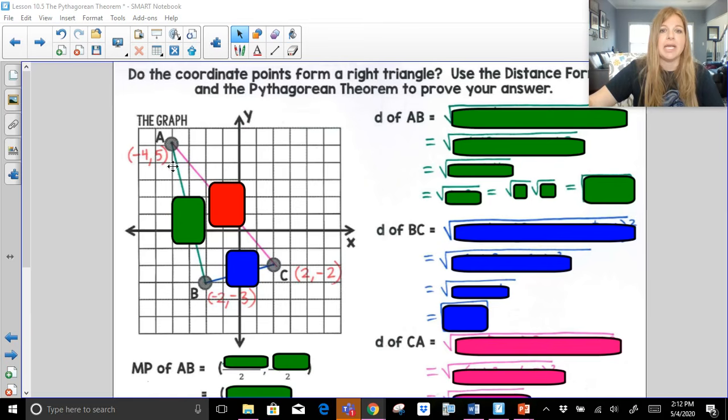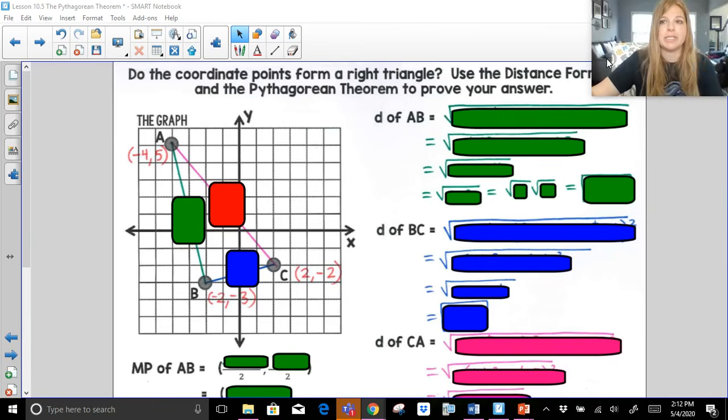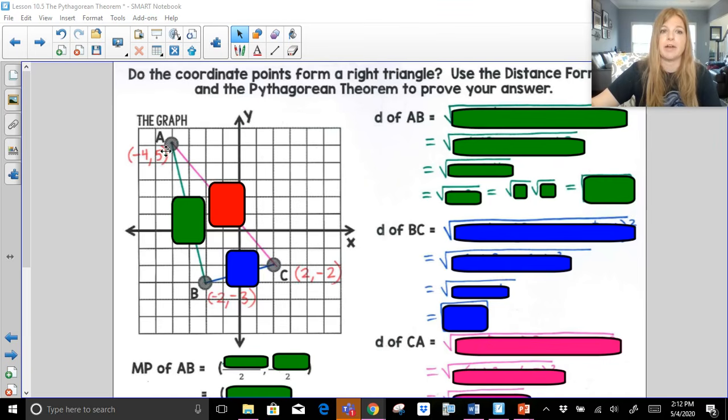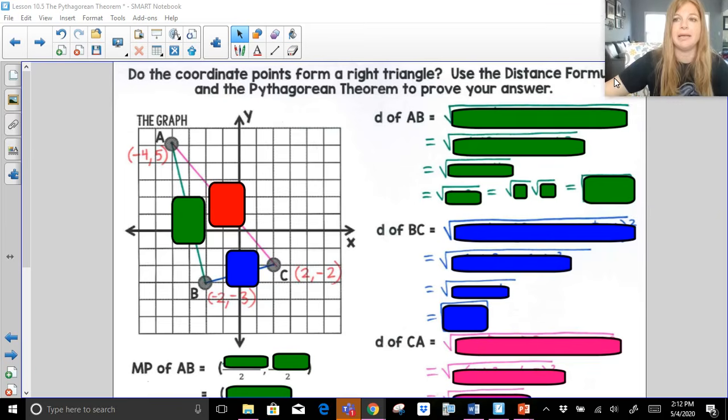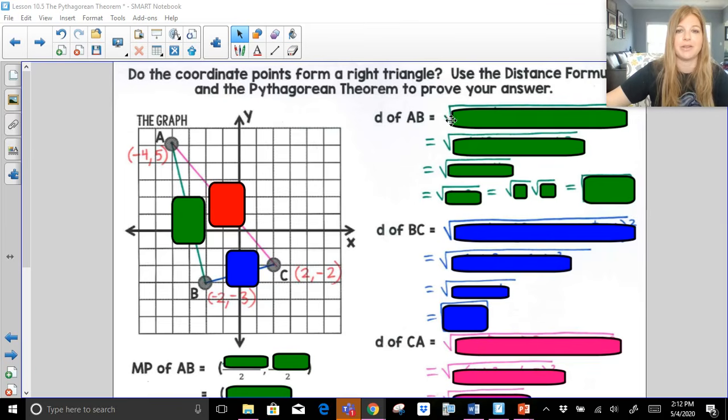So here I have these points, A, B, and C. And what I'm going to do is calculate the distance from A to B, then the distance from B to C, and then the distance from C to A. If you feel like you want to pause right now to just try the distance formula out yourself, you certainly can. Otherwise, stay along with me.